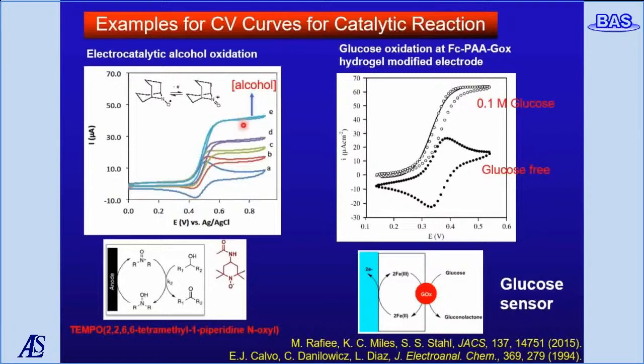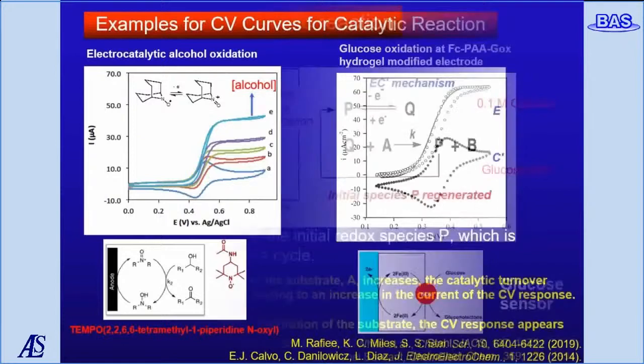In the second example, on the right, the reversible wave at 0.35 volt at the modified electrode with flavin on graphene oxide becomes a stationary wave with the addition of glucose, indicating flavin acts as the electron mediator.